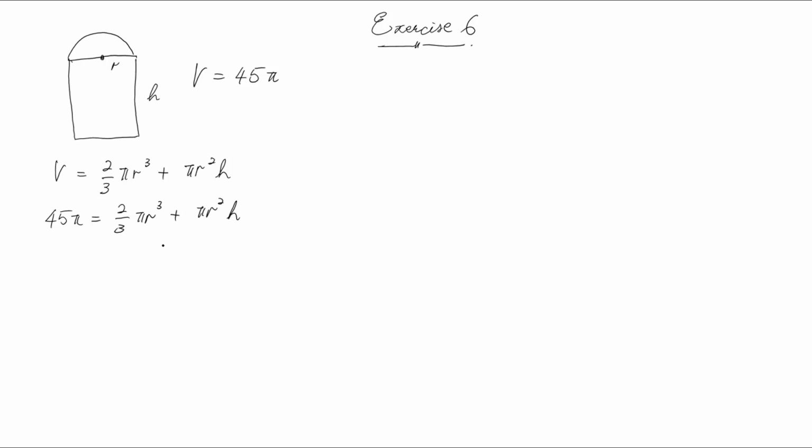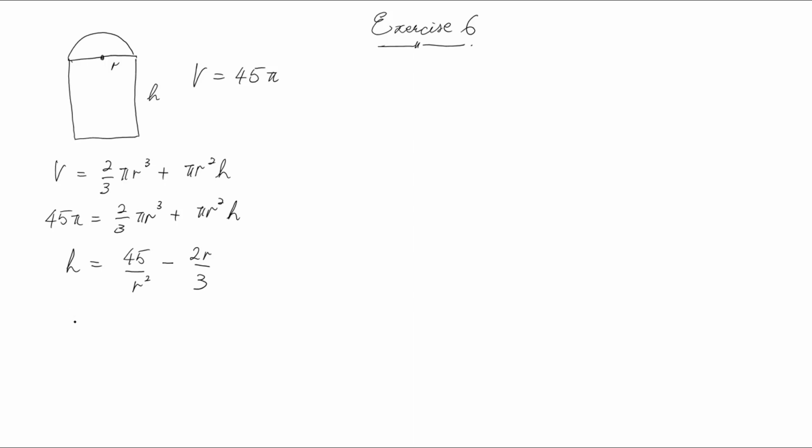Okay, so this is pretty much self-explanatory, where you have to firstly subtract 2 over 3 pi r cube on both hand sides, and then divide both sides by pi r square. Then 45 pi divided by pi r square, you will get 45 over r square, the pi will be gone. And then on the other side it will become a negative 2 over 3 pi r cube divided by pi r square, you will have 2 r over 3 with the pi gone. Okay, so this is your H.